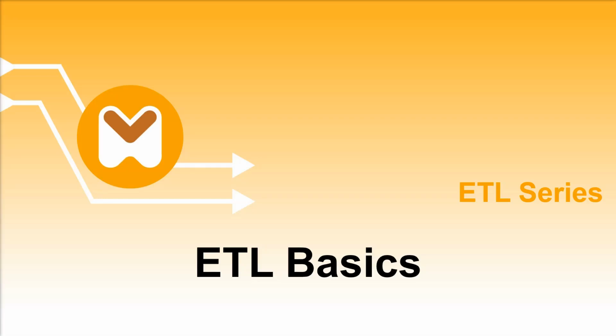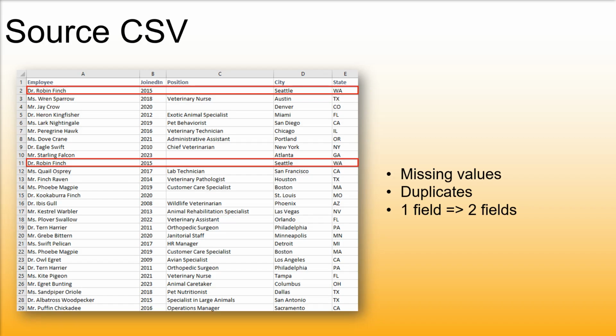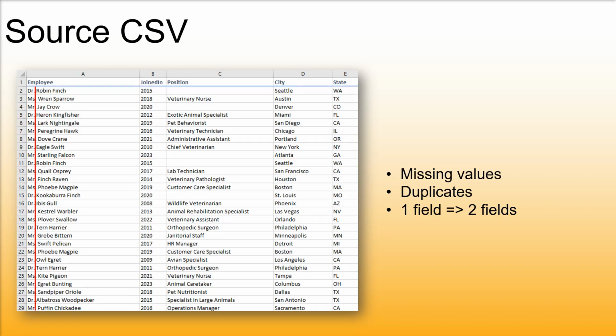This tutorial will help you master the ETL basics. So let's get started. We have the following CSV file that contains a list of employees of a vet clinic. The only trouble is the file looks a bit messy. Some information is missing. Moreover, there are some duplicates. Besides, we would like to split the first field into two.